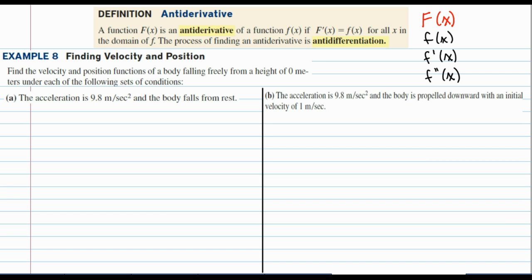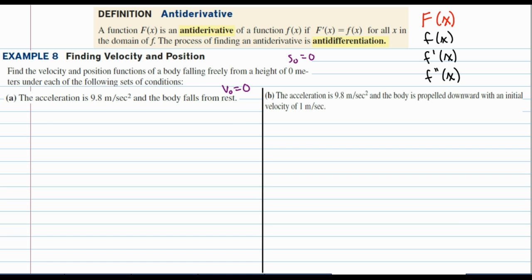So let's look at example 8. Find the velocity and position functions of a body falling freely from a height of 0 meters, so that's its initial position, under each of the following sets of conditions. The acceleration is 9.8 meters per second squared, and the body falls from rest. That's the initial velocity.